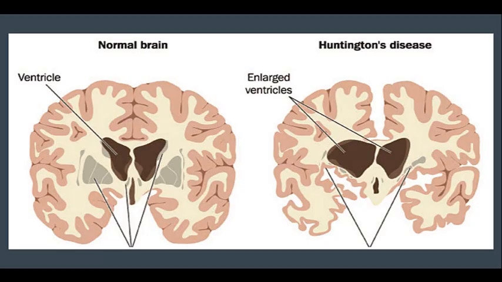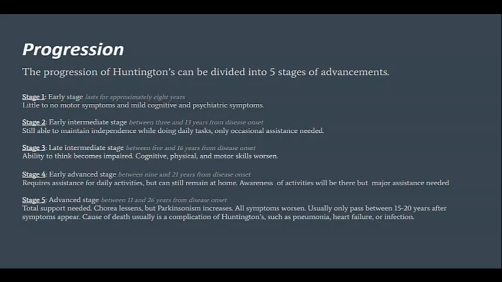So this image is just kind of what it does to your brain. It sort of enlarges the ventricles and sort of deteriorates parts of the brain. So for the progression, it can be divided into 5 stages of advancement. Stage 1 is the early stage. There's little to no change in motor symptoms, and there are mild cognitive and psychiatric symptoms. You can basically go through all of your daily activities on your own.